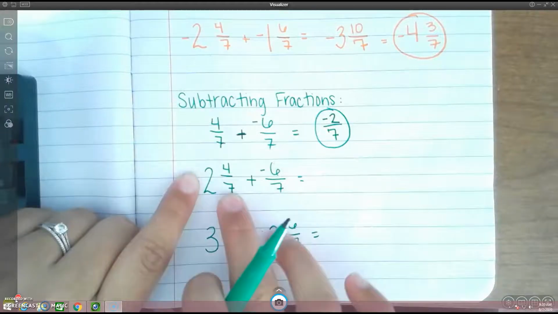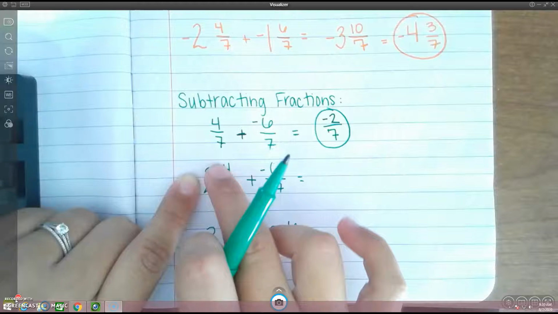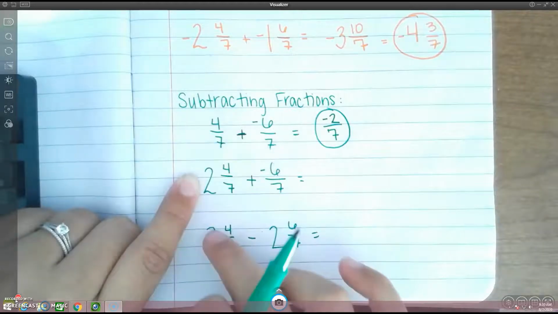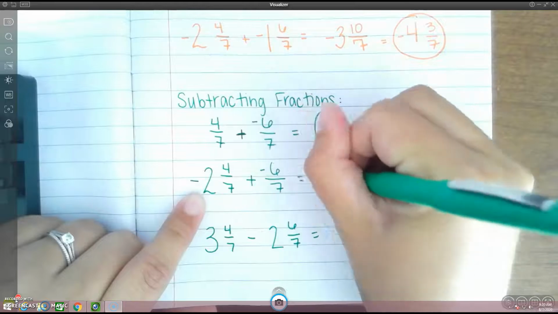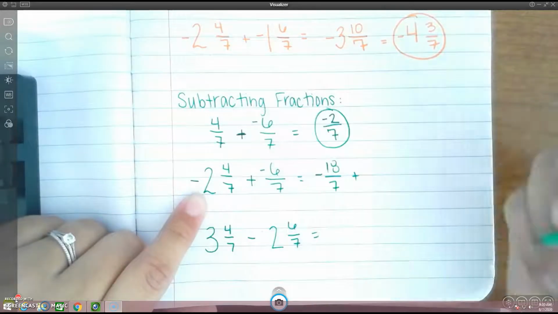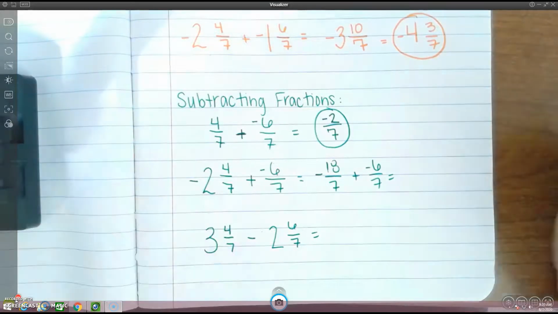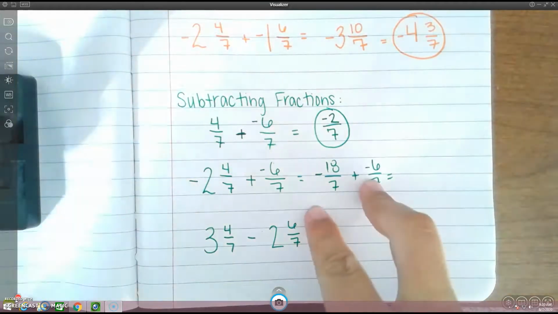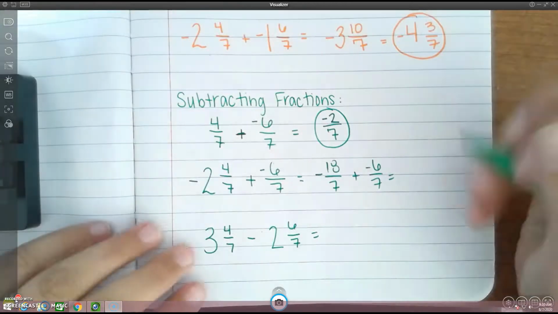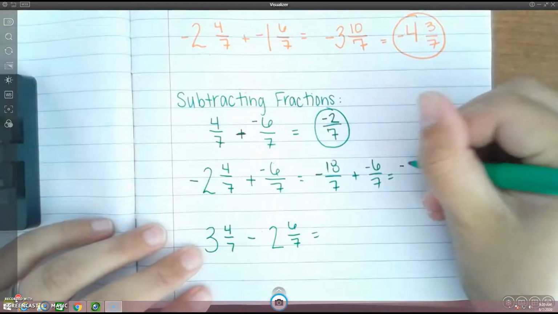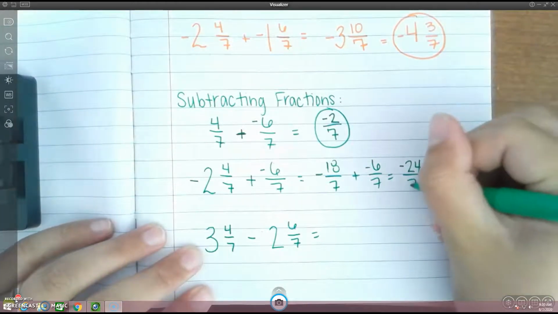So again, multiply your denominator times your whole number. So 7 times 2 is 14. Add the numerator, which is 4, so then we will have a negative 18 over 7. And we're adding it to a negative 6/7. Alright, so again, adding two negatives, so we're just going to add like normal. So 18 plus 6 gives us 24, or a negative 24 since they are the same signs there. And then keep the same denominator.